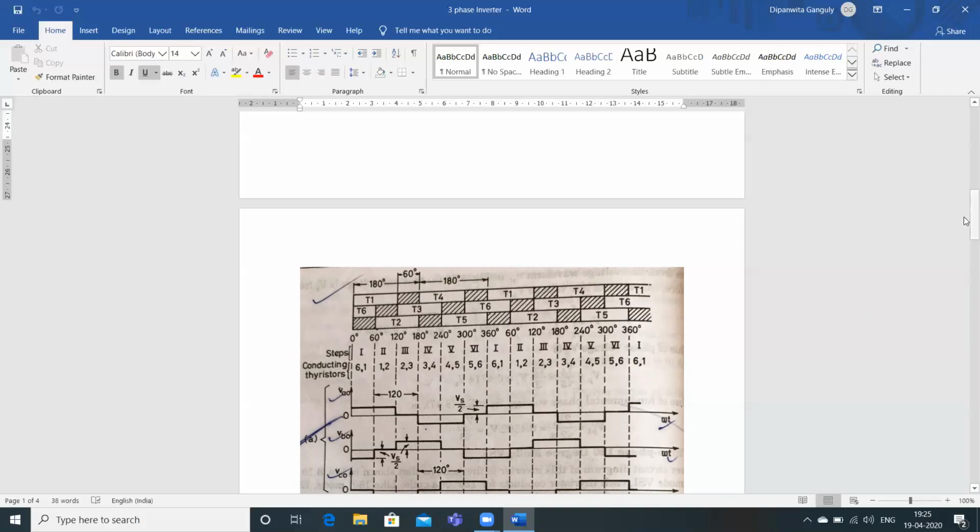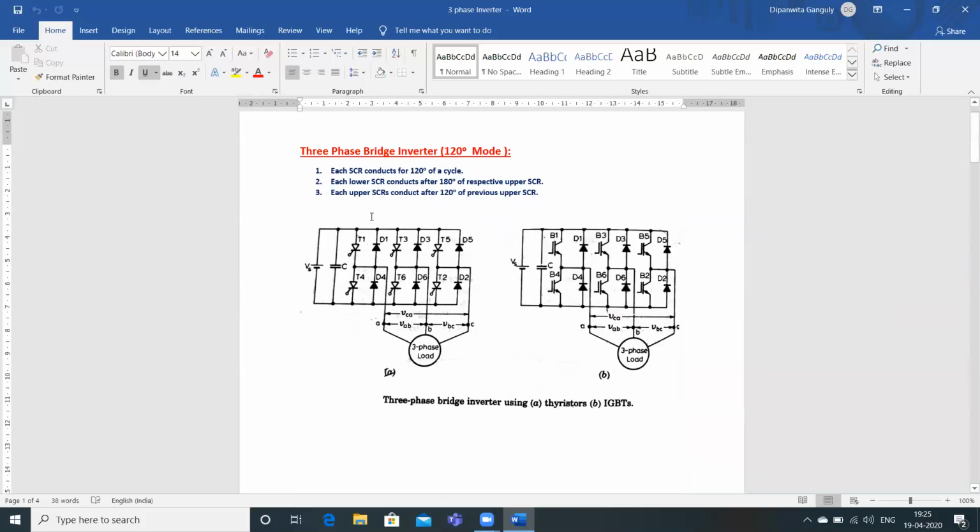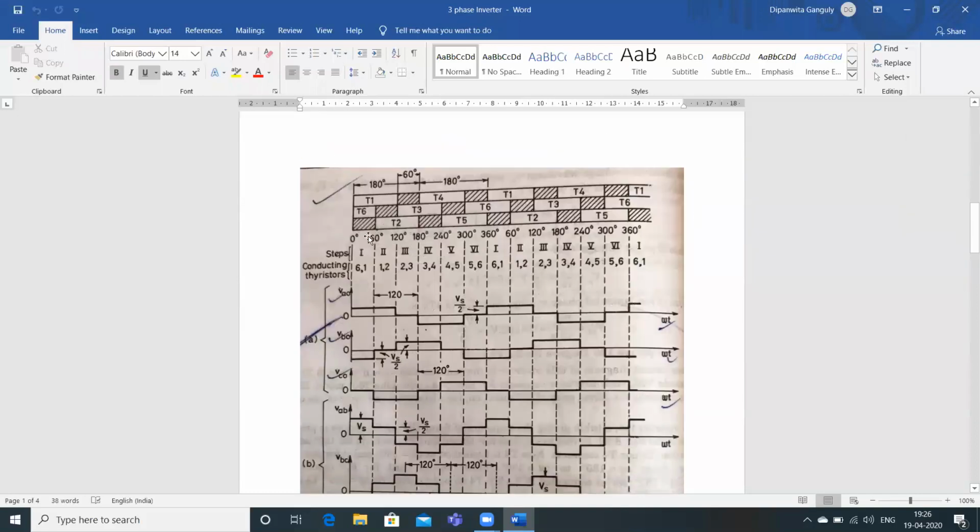Again, the third criterion was that each upper SCR conducts after 120 degrees of the previous SCR. So you see, T3 will start after 120 degrees of operation of T1. So 60, 60, then T3 will start. Again T3 will continue for 120 degrees, then T5 will start. So maintaining all three criteria, we can draw the conduction angles.